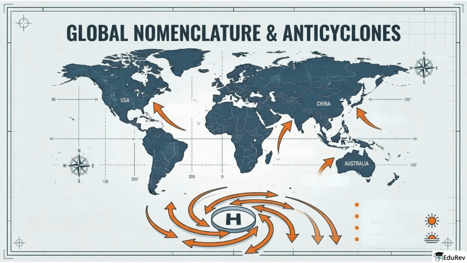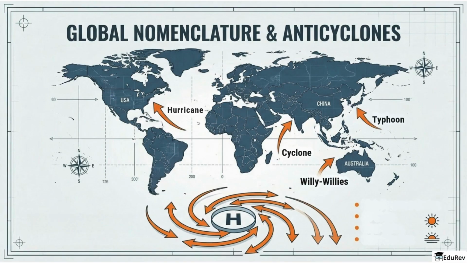Now lock the global vocabulary. Because the phenomenon is same, names differ by ocean basins. In the Atlantic near the Americas, it's called a hurricane. In the Western Pacific near East Asia, it's a typhoon. In the Indian Ocean region, it's commonly called a cyclone. Near Australia, you'll hear willy willies.